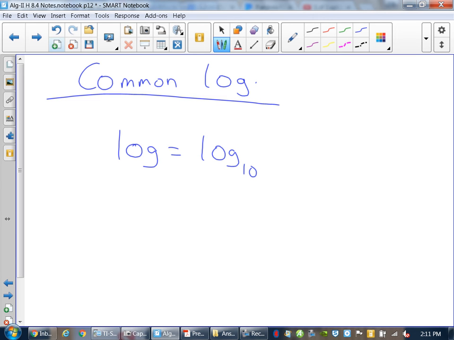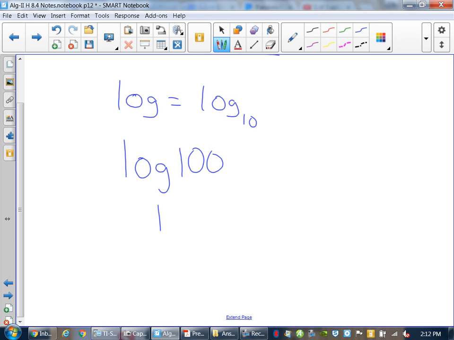So anytime you just see plain old boring log, it's base 10. If you had to simplify log of 100, you'd want to rewrite 100 as a base 10. So 100 as base 10 is what? Well, 10 squared, and your answer is 2. So that's what that meant.